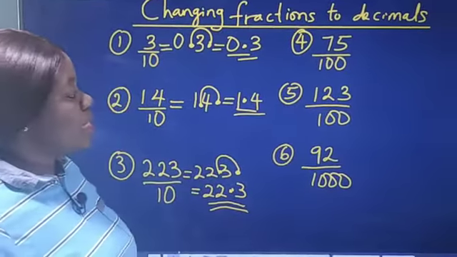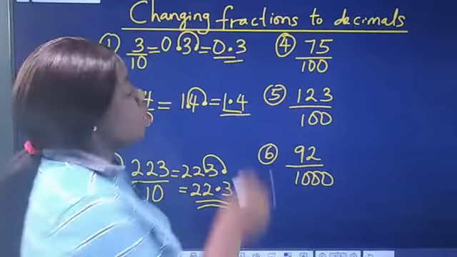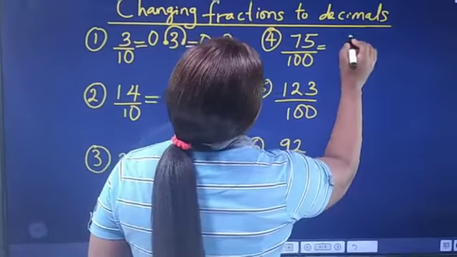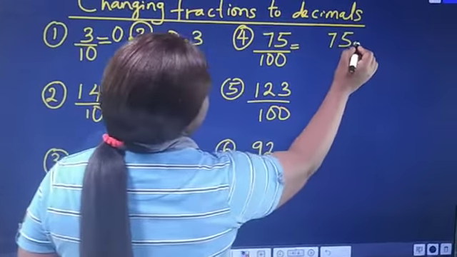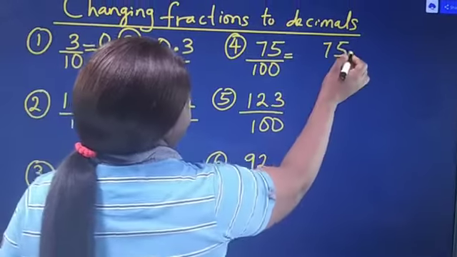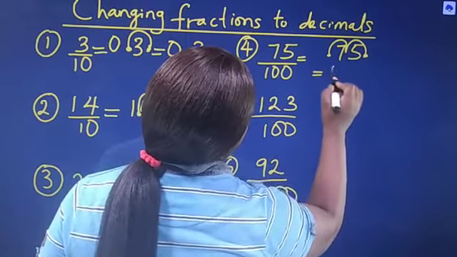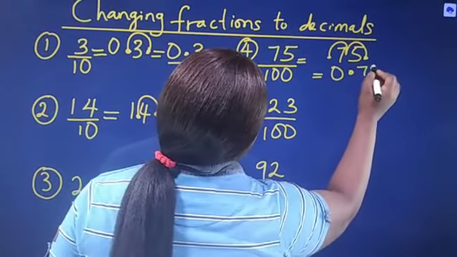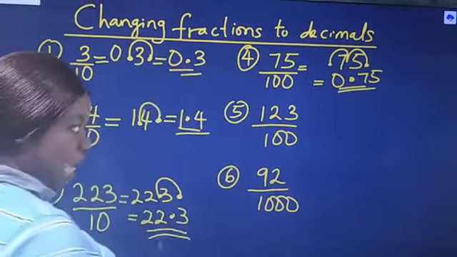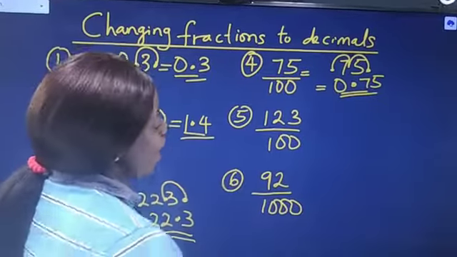Now look at the next one. 75 over 100. 100 has 2 zeros. So write out 75. Introduce a decimal point. Count 2 to the left. 1, 2. That's 0.75. So the answer is equal to 0.75.